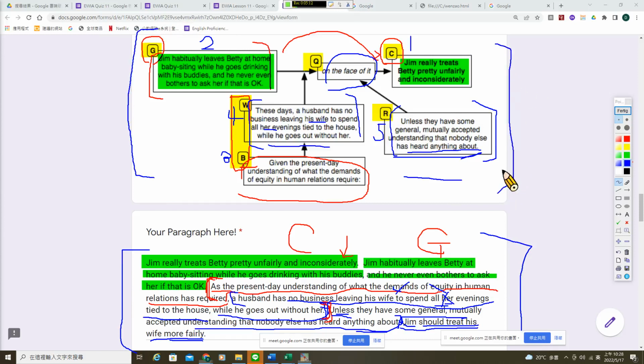Okay, I'll give you another 2 minutes to go through the logical flow. You may want to take a picture of this, it is up to you.